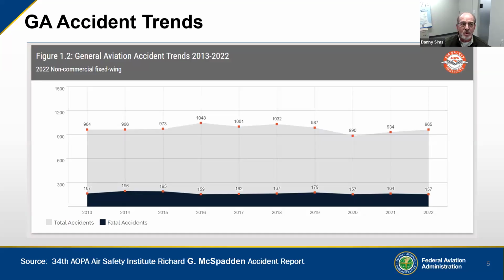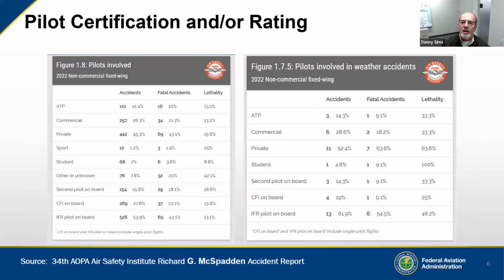We had a slight drop in 2020. Pandemic did some strange things to everybody, but unfortunately, 21 and 22 climbing back up, right around 1,000 accidents every year. The fatality rate, which is the dark line, the dark area at the bottom of this graph, also fairly constant year to year to year. Now, you might say that, well, who is this happening? It's probably just the private pilots, the student pilots. Well, but that's simply not true.